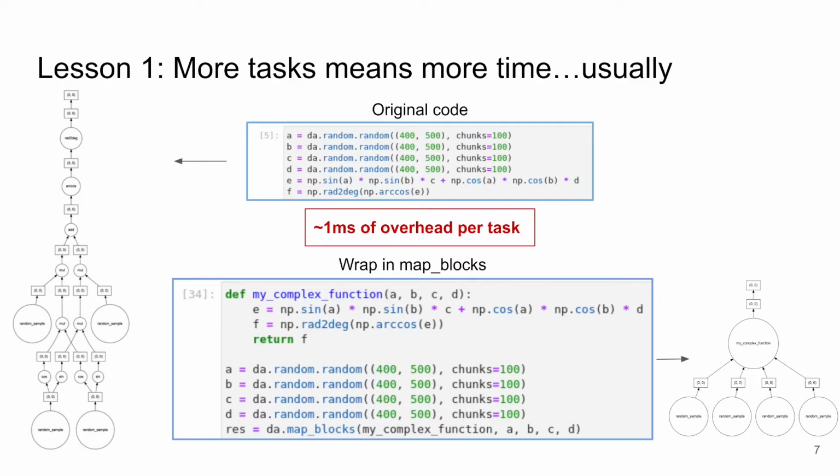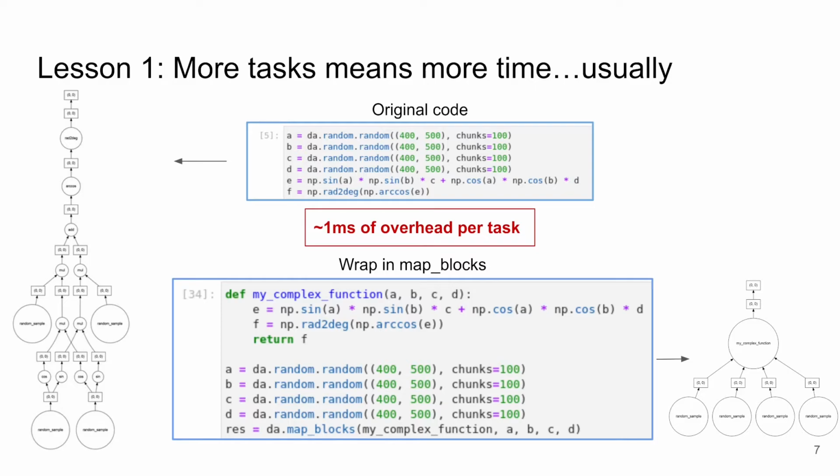So, lesson 1. We talked about that Dask graph. In general, when you add more tasks to that graph, it's going to take more time, but the problem comes in when you add more tasks than are necessary. If you can avoid adding a lot of tasks, you can avoid the about 1 millisecond of overhead per task that Dask adds to your processing.